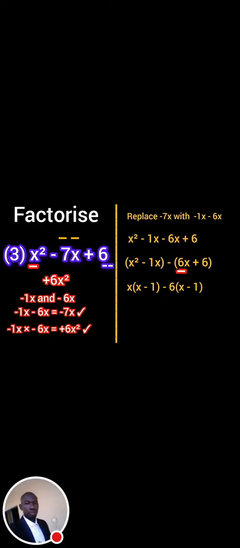How do we get that minus 1? That is plus 6 divided by minus 6. Then we are going to have what? Minus 1. Then we pick x minus 6 and we pick x minus 1. And that is the factorization of what? x squared minus 7x plus 6 is equal to open bracket x minus 6, close bracket, and open bracket x minus 1, close bracket. Thank you. I hope you understand.